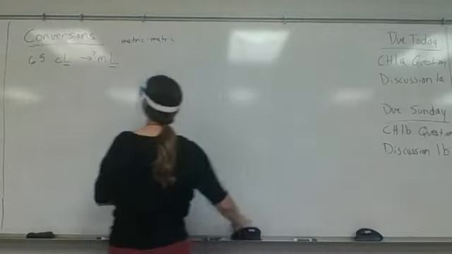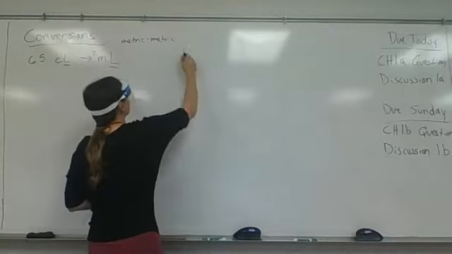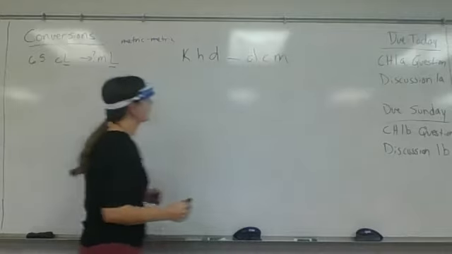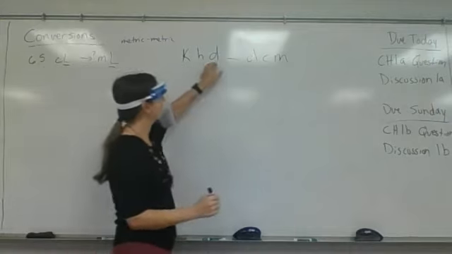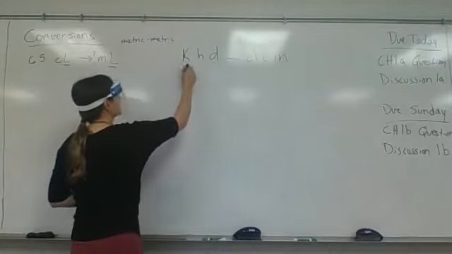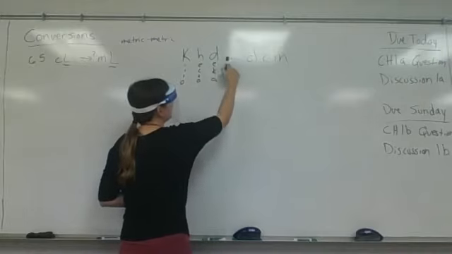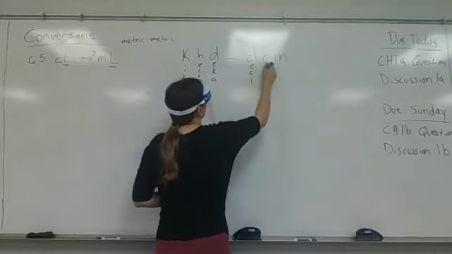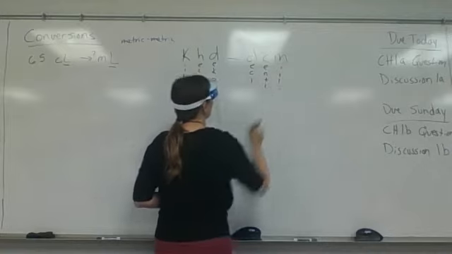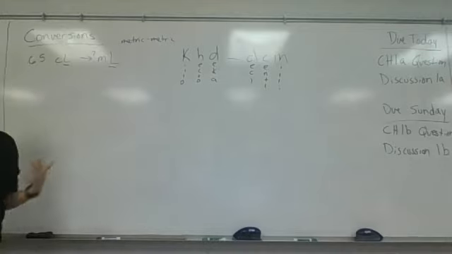Get the same answer. So with the metric system, and you might have heard of this before, it's a representation of the prefixes. Okay, so what this KHD space DCM, these letters represent the prefixes in the metric system. So this is kilo, hecto, deca, a blank space, and we have deci, centi, or centimeters, centiliters, etc., and then finally milli.